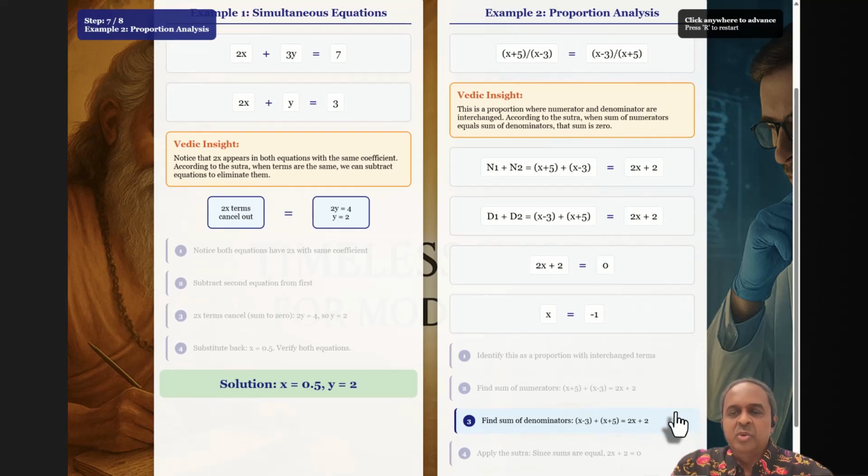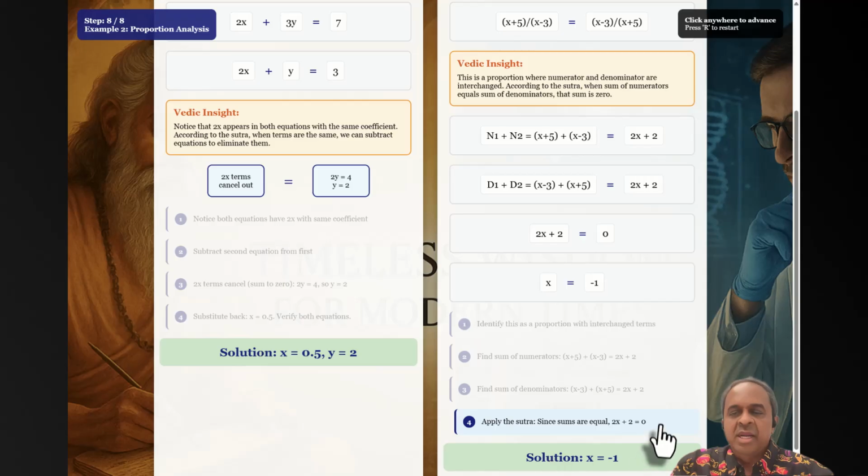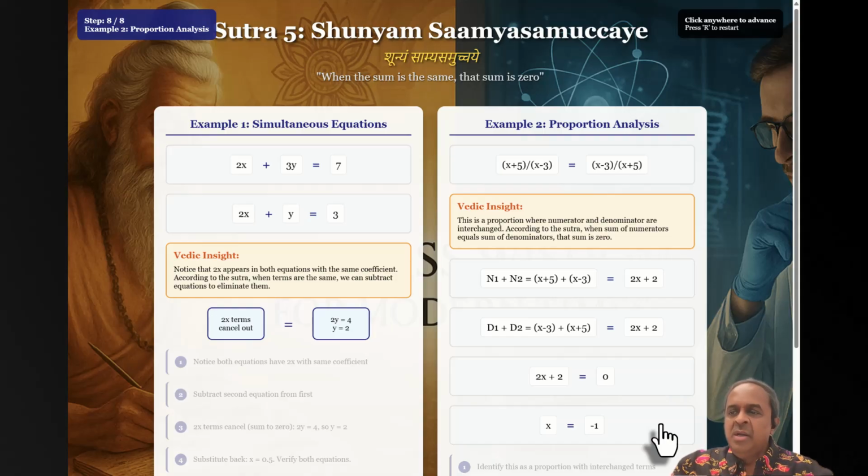You take any one of them, 2x plus 2, and apply the sutra: since they are equal, 2x plus 2 is 0. So what's x then? You take the 2 to the other side, so that's minus 2 by 2, which is minus 1. So the solution is x equals minus 1. You saw how applying the proportion analysis made it so easy to solve the equation.